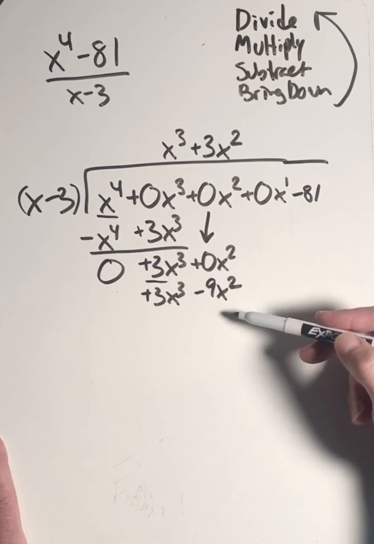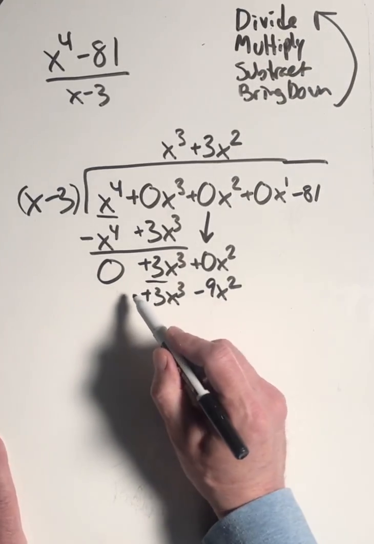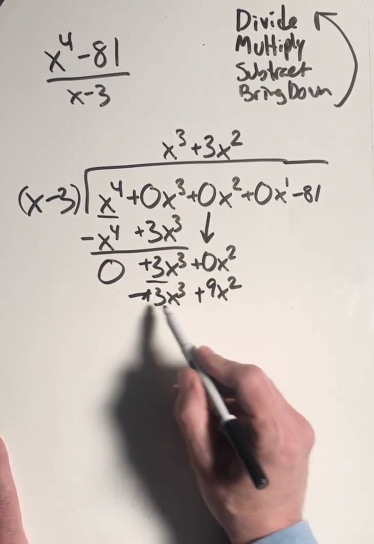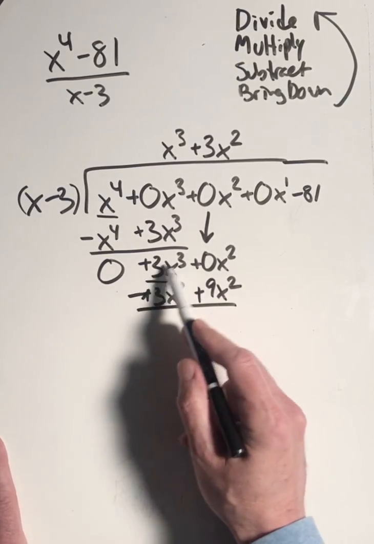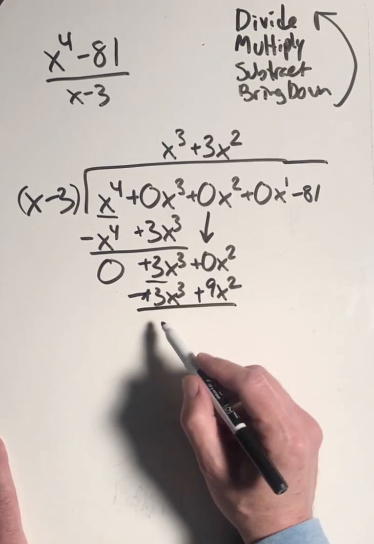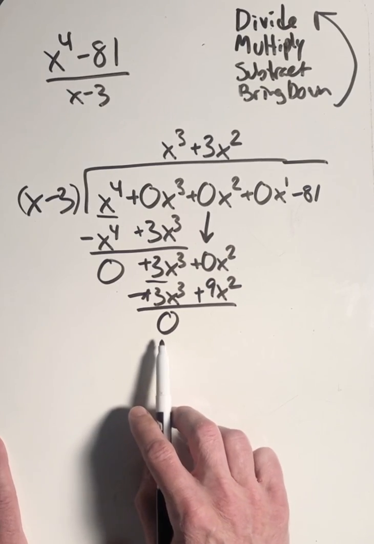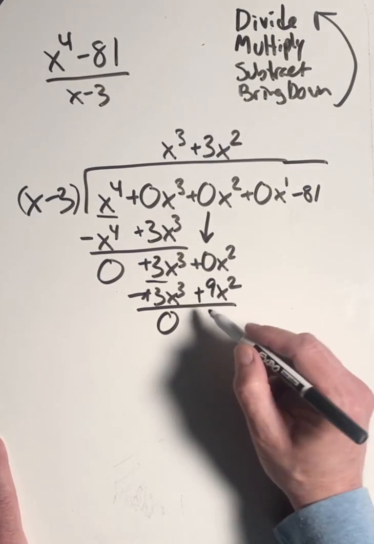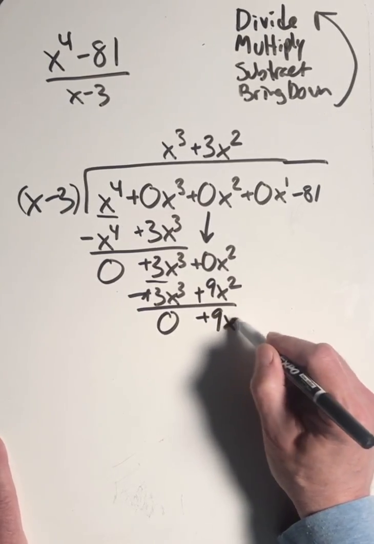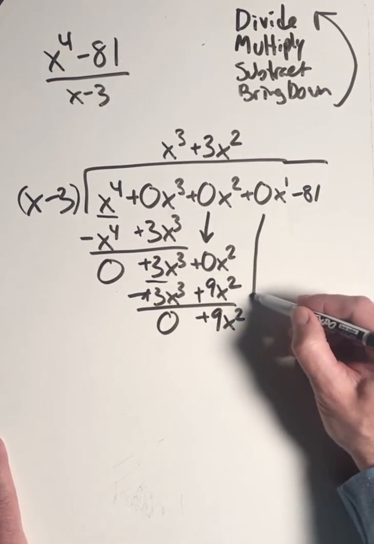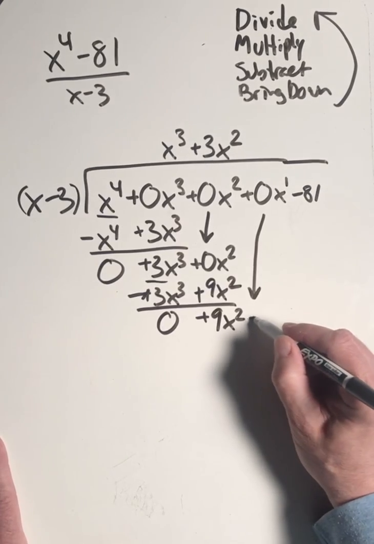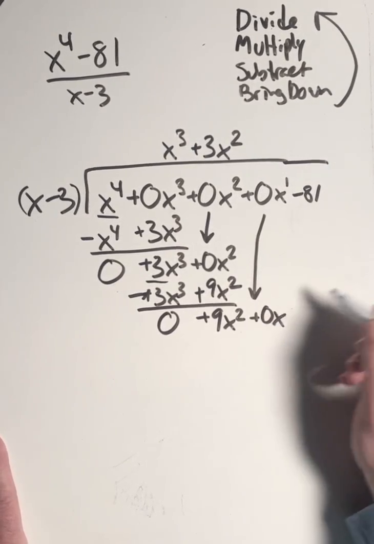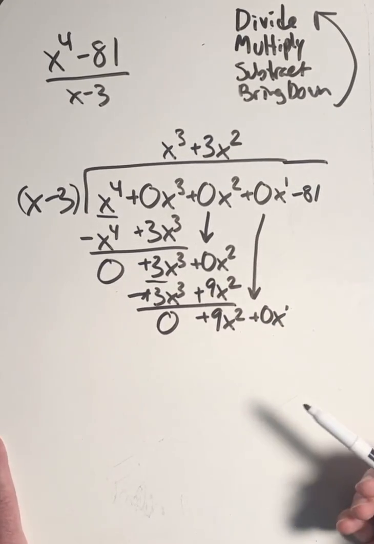I'm in good shape. Next, I need to subtract, which means I'm really changing the signs of both of these terms. 3x to the third minus 3x to the third is 0, and it has to be, so I know I'm doing well. Next, 0x squared plus 9x squared is just plus 9x squared. And now I can bring down my plus 0x. Again, that's to the first.